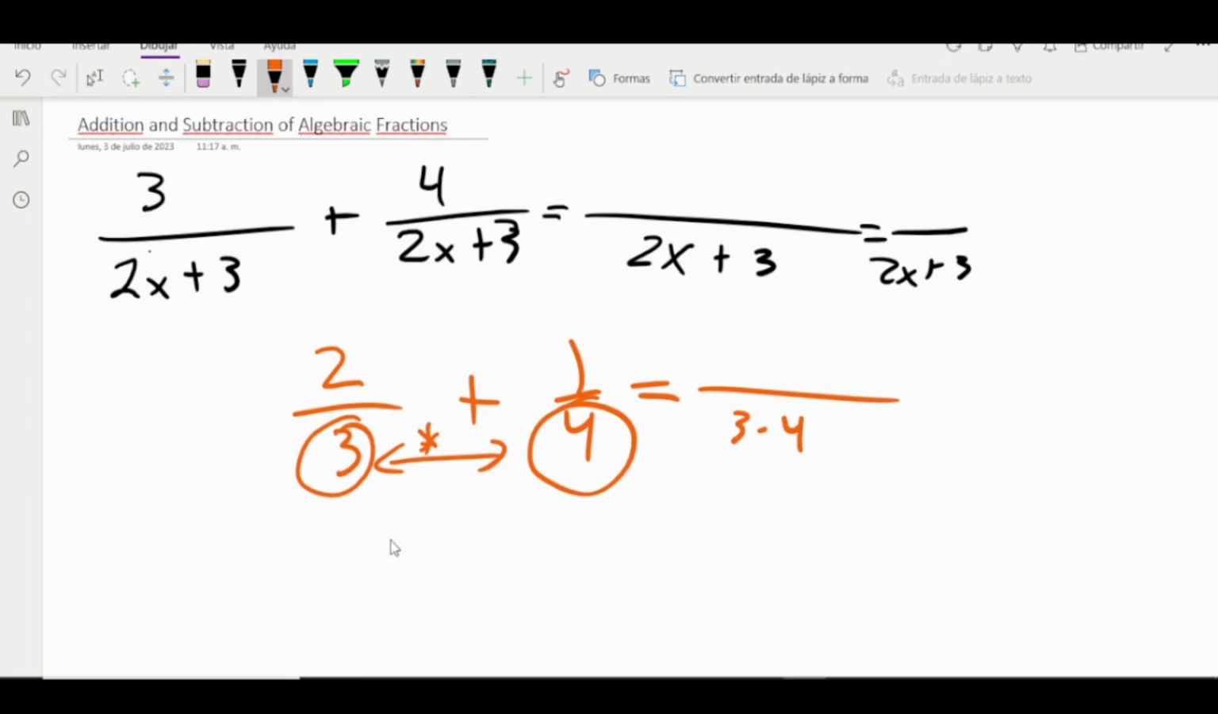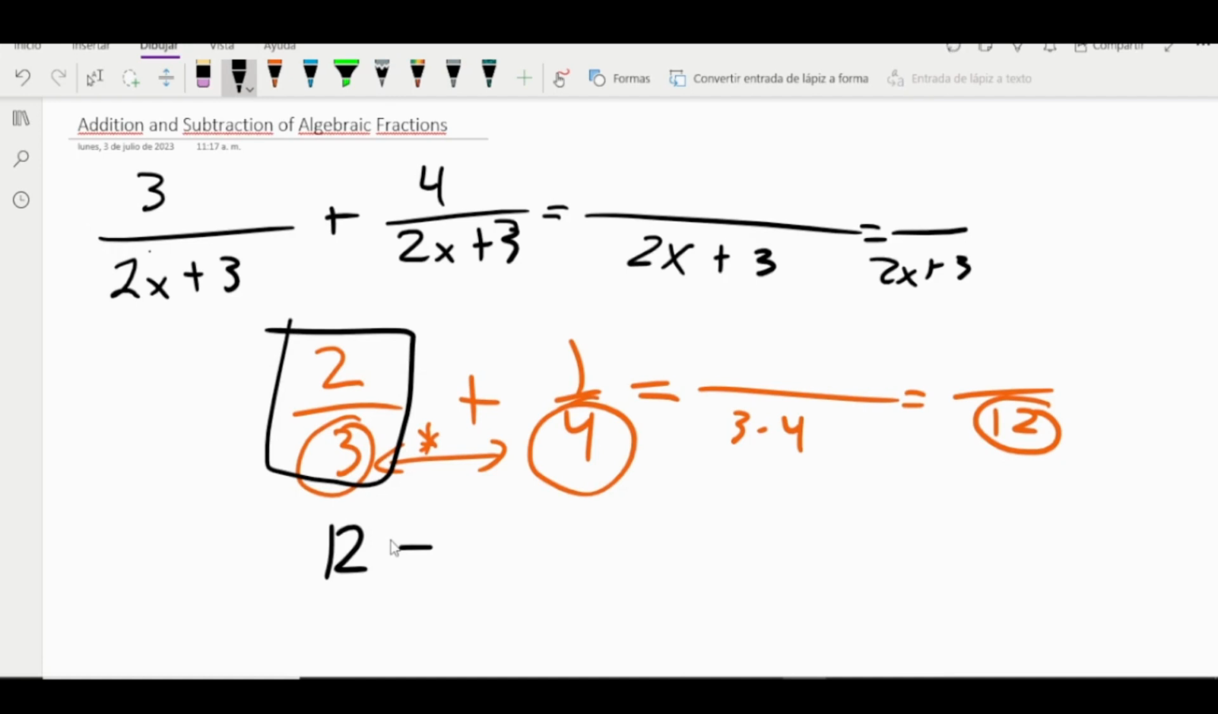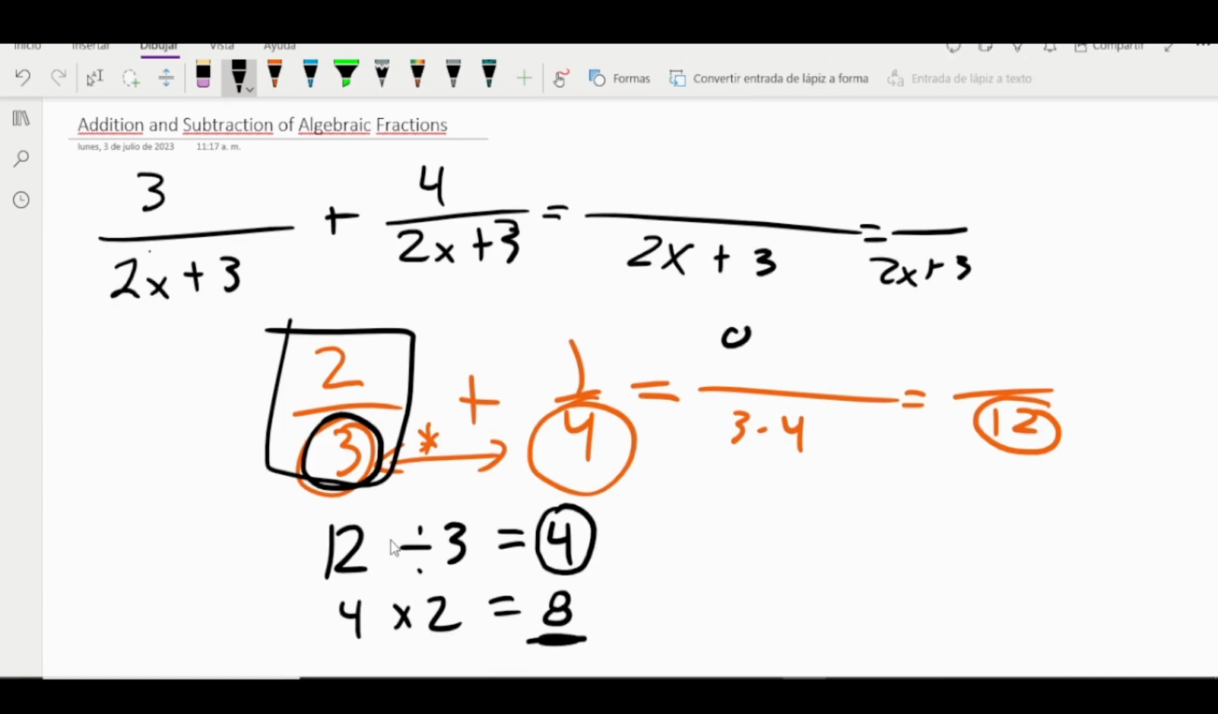After that, we can simplify here. 3 times 4 is going to be 12. So we take this common denominator and solve the first fraction. Here we have 12 divided by 3. We take the denominator from the first fraction and the result is 4. This result from the division, you multiply times the numerator. So it's 4 times 2, which is 8.